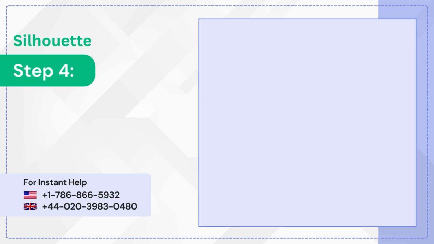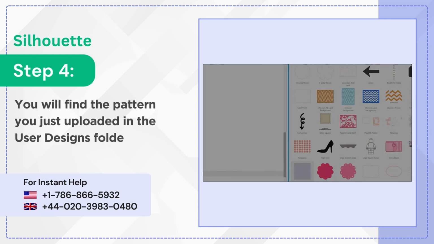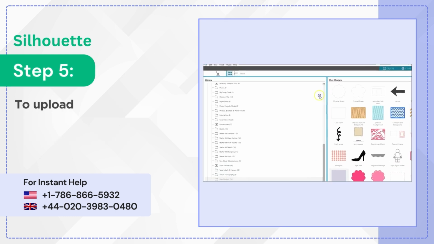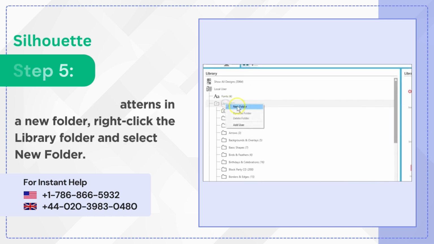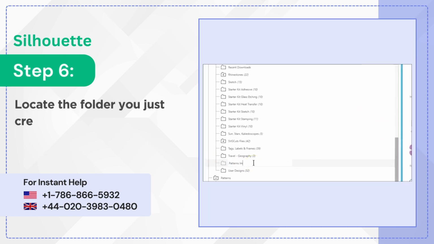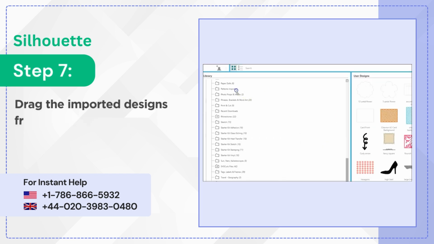Step 4. You will find the pattern you just uploaded in the User Designs folder. Step 5. To upload these patterns in a new folder, right-click the Library folder and select New folder. Step 6. Locate the folder you just created and rename it. Step 7. Drag the imported designs from the User Designs folder to the newly created folder.